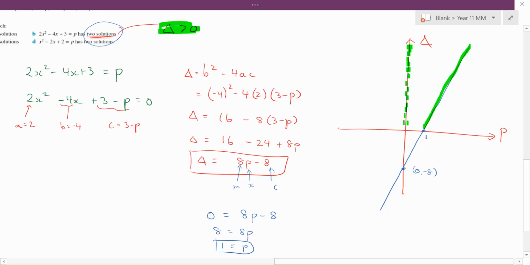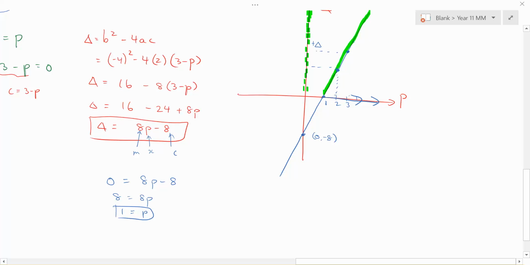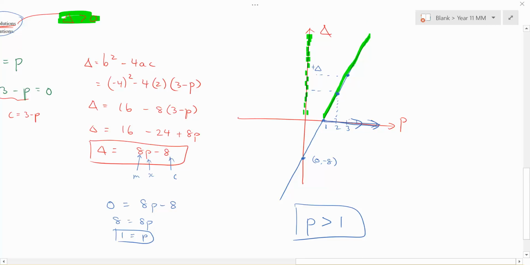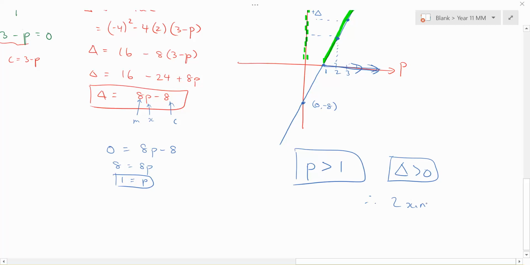So how do you get those? Clearly, if you chose any values for p greater than 1, in this direction here, any value you choose, if it's 2, 3, there's a coordinate on the graph that corresponds to a positive discriminant. Okay, so the answer for 9b was clearly when p is bigger than 1. It doesn't matter which value. If p is bigger than 1, you'll ensure that you have a discriminant greater than 0. That's when you know the discriminant is greater than 0, so therefore 2 x-intercepts or 2 solutions.